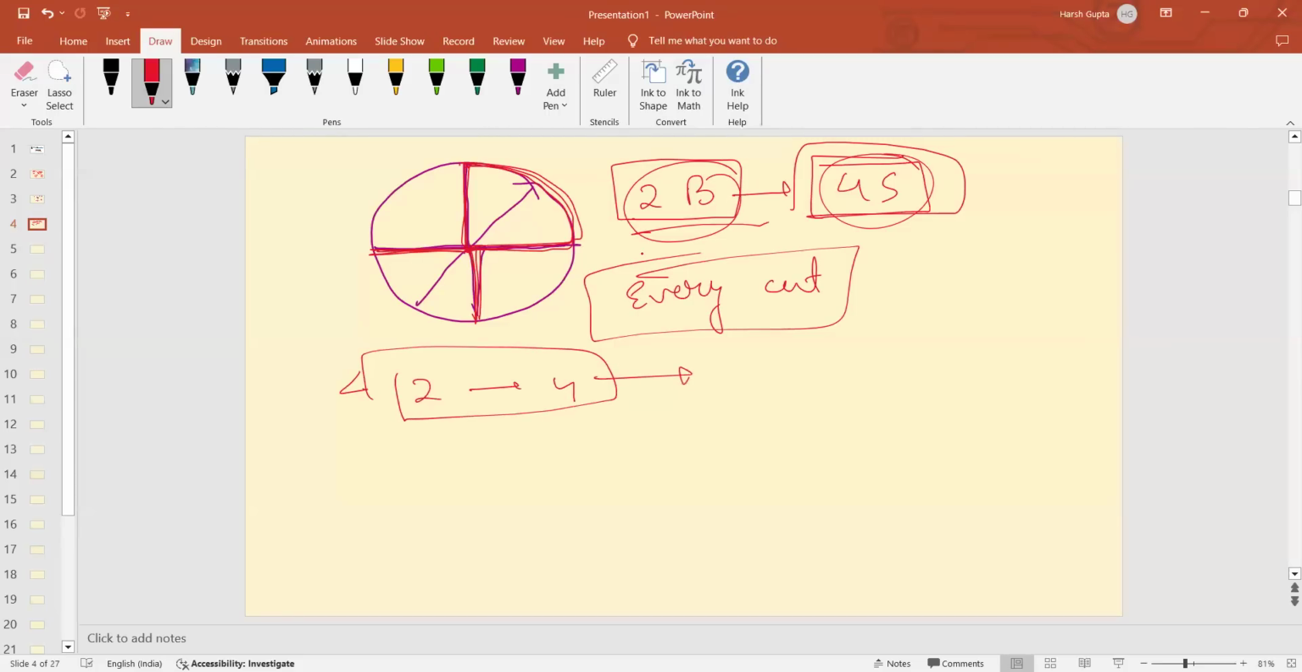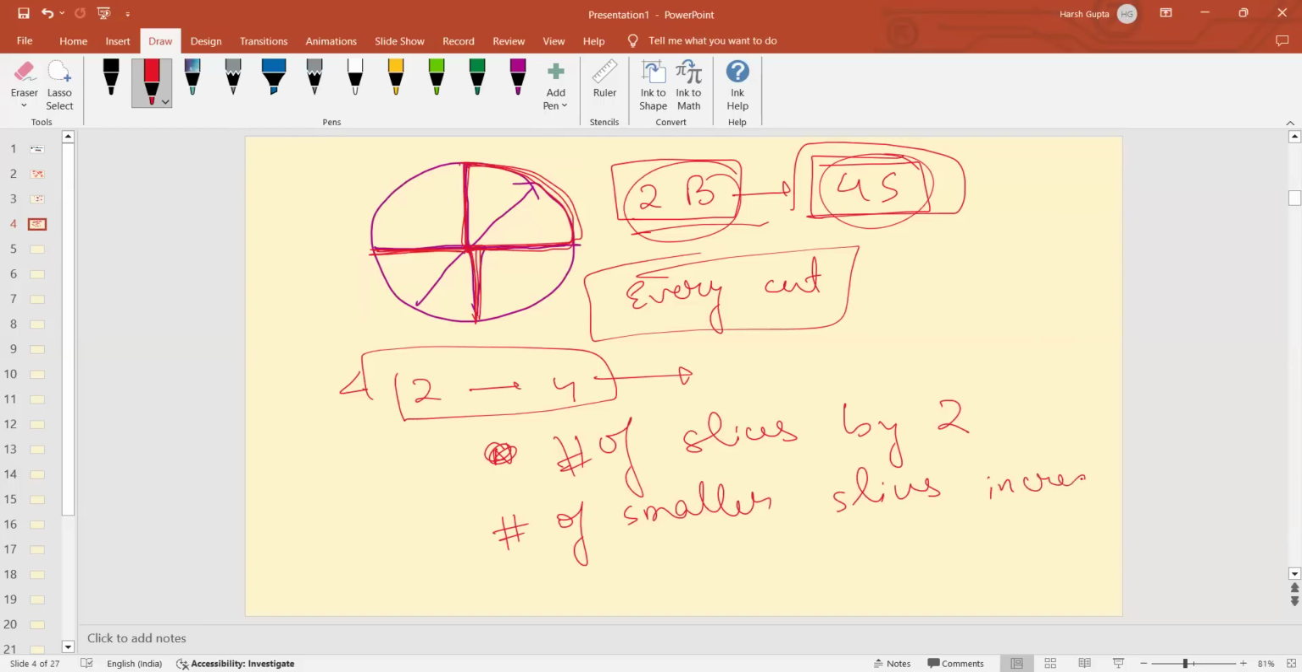So one thing that I observed is that if I increase the number of slices by two, the count of the number of smaller slices increases by 4. All good till here? If I am increasing the number of slices by 2, my count of the number of smaller slices increases by 4. Is everyone able to relate this?